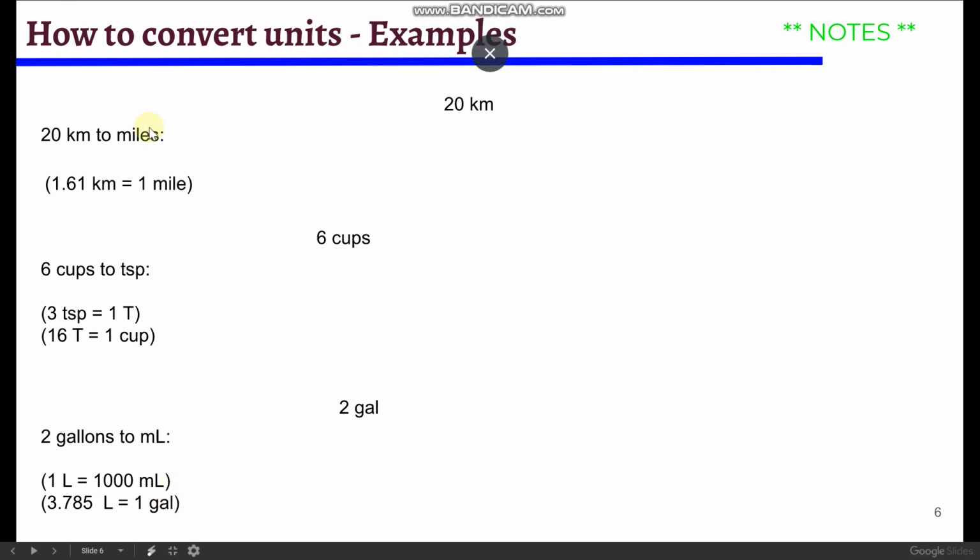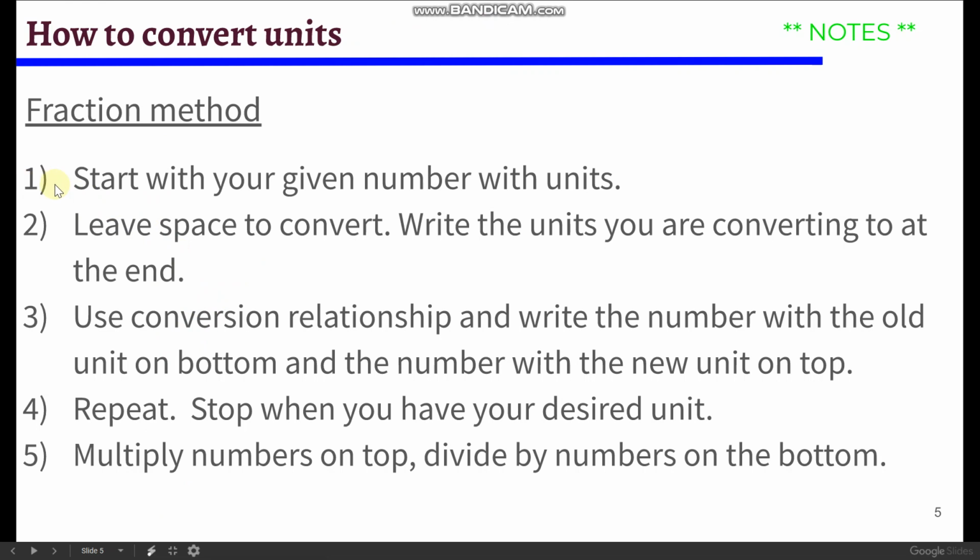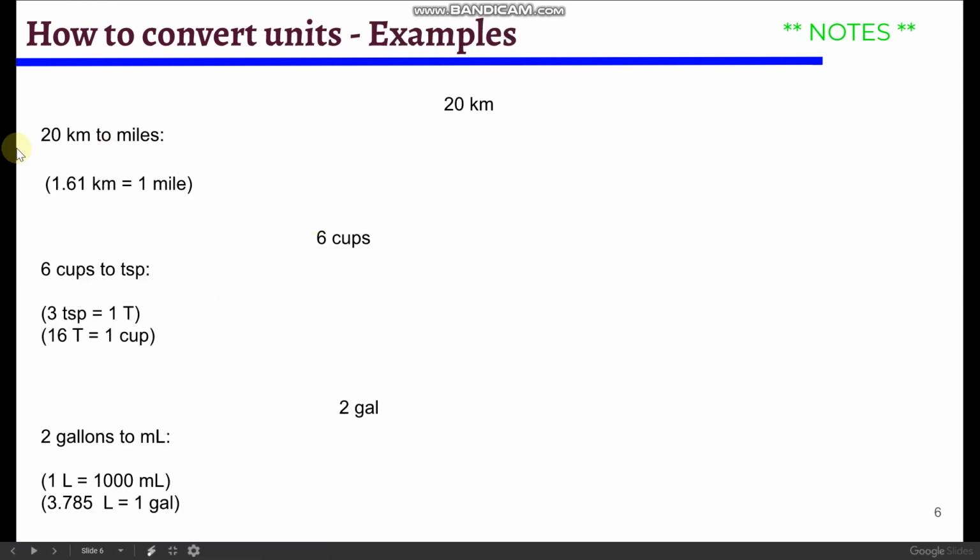And so you can see I've started with step 1 with all these, which is start with your given number with units. So we were given 20 kilometers, so I wrote that down first. We were given 6 cups, so I wrote that down here. And we were given 2 gallons. That's why I wrote that down here, 2 gallons. The abbreviation for gallons is GAL.